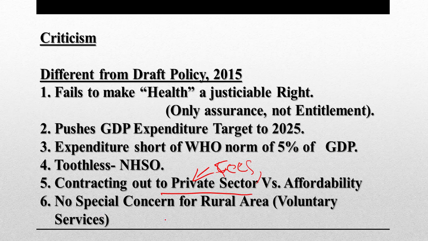Sixth point is no special concern for rural areas, only voluntary services. The policy assumes that doctors would be prodded or persuaded to go for voluntary services in rural areas, and they would go. So this is quite idealistic in the real sense. How many doctors would go, it is to be seen. So this was essentially the criticism and the discussion of the National Health Policy.